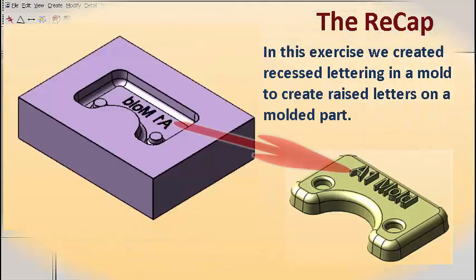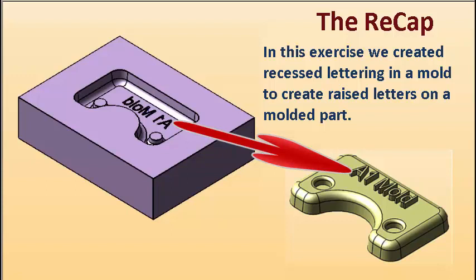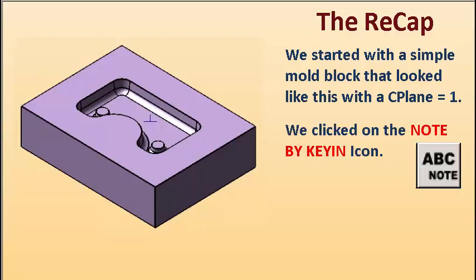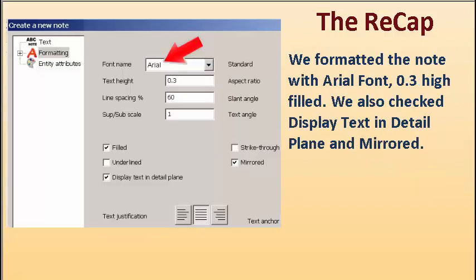So let's recap. In this exercise, we created recessed lettering in a mold to create raised letters on a molded part. We started with a simple mold block that looked like this with a C-plane equal to 1. We clicked on the Note by Key-in icon. We formatted the note with Arial font 0.3 high filled.